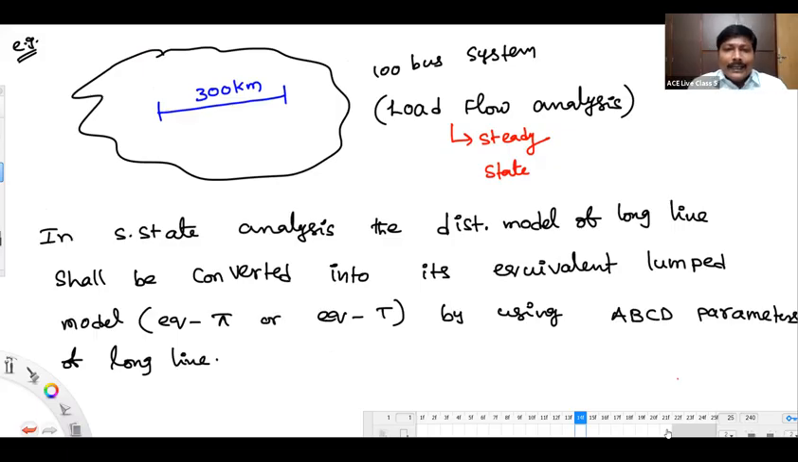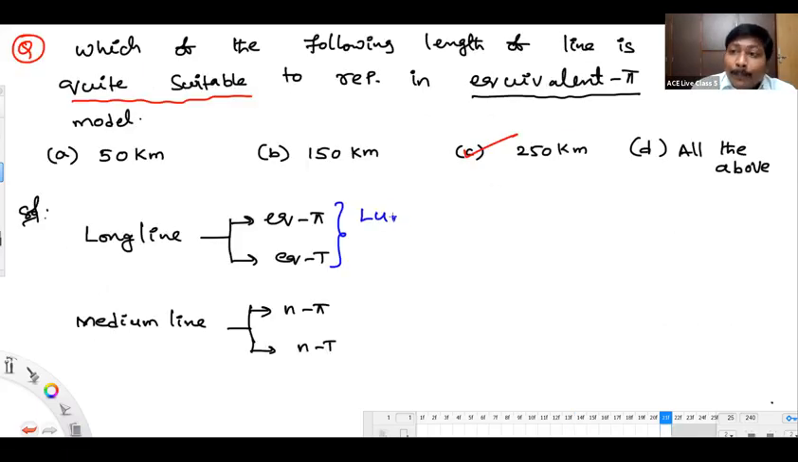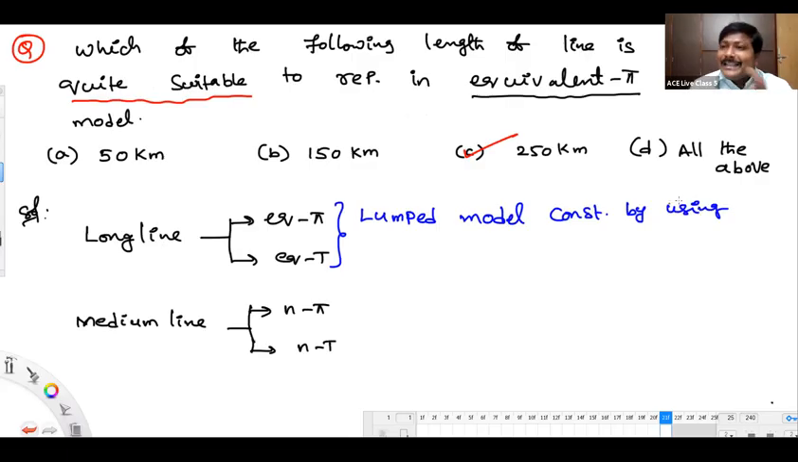So these are lumped models constructed by using the ABCD parameters of the distributed model. You should calculate the ABCD of the distributed model, and from that we construct the lumped model, that is, equivalent pi and equivalent T. Clear?